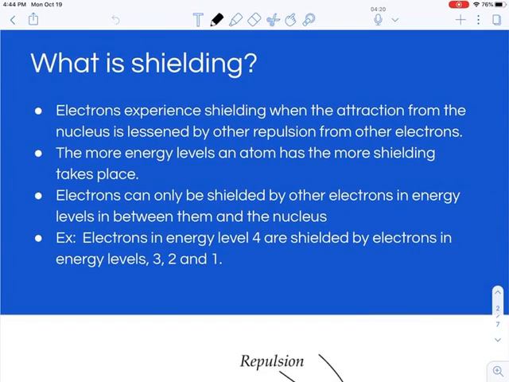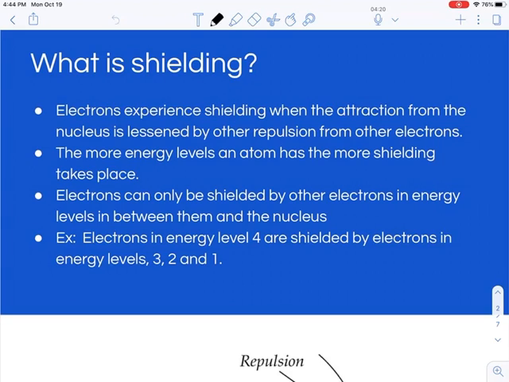Well, shielding occurs when electrons are repelled by other electrons between them and the nucleus. And when that happens, those electrons feel the force of the nucleus less.